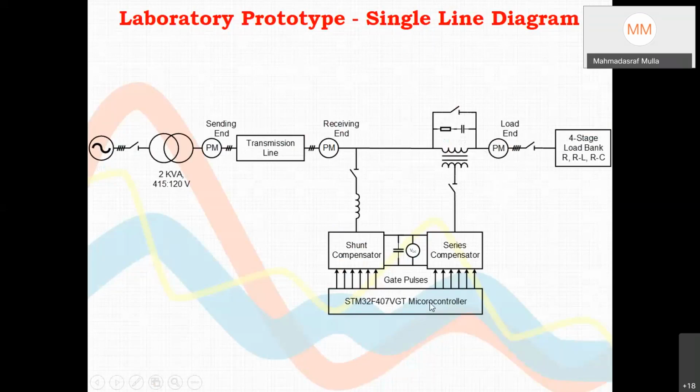What will be the feedback to the microcontroller is field information. So load voltage, load current, that will go as a feedback. Being a voltage source converter, we will have to maintain the DC link voltage at a constant value. So another feedback will be given. And then some algorithm through which we will generate gate pulses for controlling either the shunt compensator, the series compensator or the UPFC together.